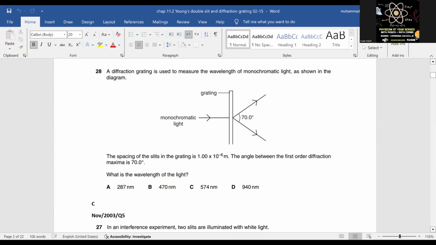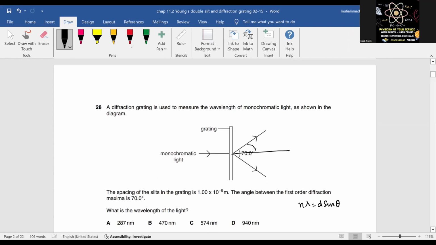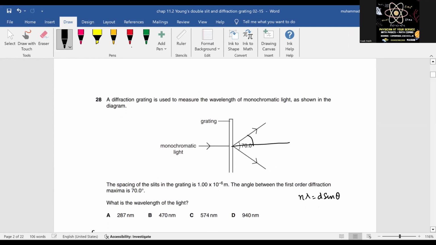Okay, so this is a diffraction grating question. You should know that the formula that relates the diffraction grating wavelength and order is n lambda equals d sine theta, where theta should be the angle from the zeroth order. So this angle is going to be 35. Imad, do you understand? 35.